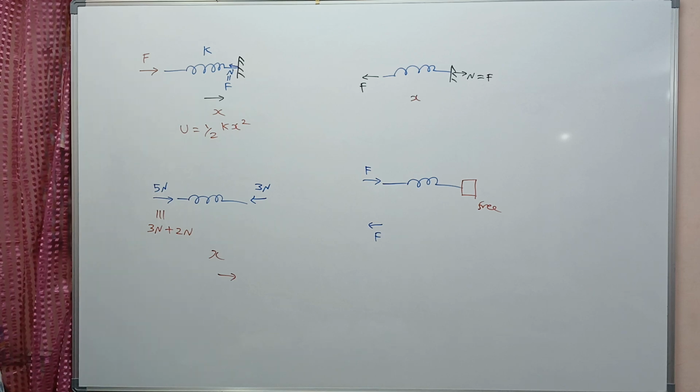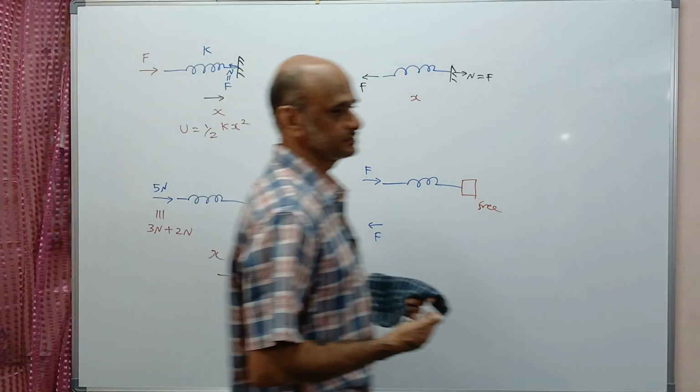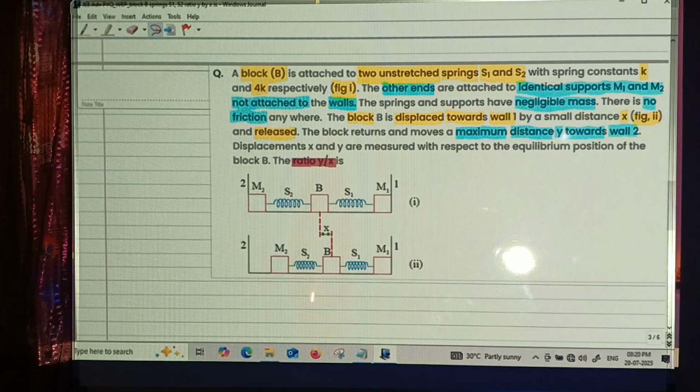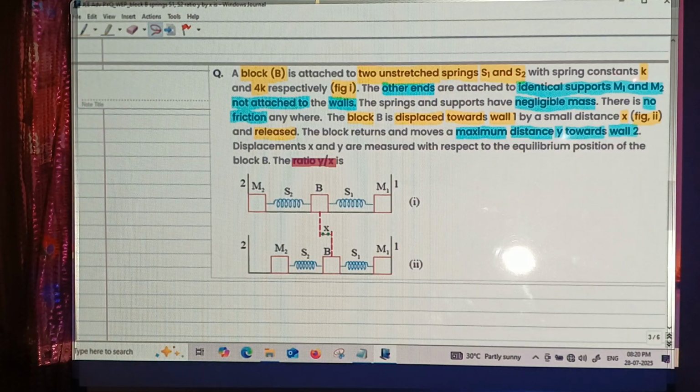So with this understanding, we can solve this JEE Advanced question. This is the question. A block B is attached to two unstretched springs S1 and S2 with spring constants K and 4K respectively, figure 1. The other ends are attached to two identical supports M1 and M2, not attached to walls.